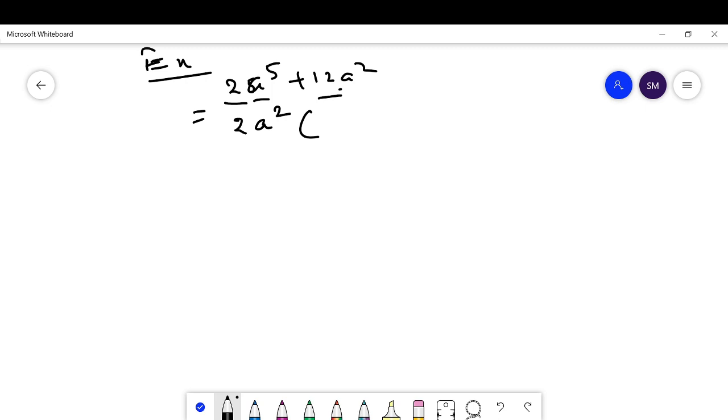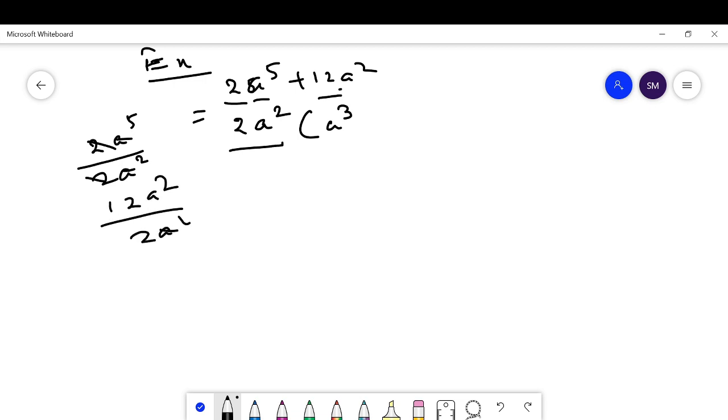While taking 2a square common from 2a to the power 5, when you divide 2a to the power 5 by 2a square, what remains here? A cube. When you divide 12a square by 2a square, what remains here? 6. Then outside is 2a square, and the factorization is a cube plus 6. This is the factorization of 2a to the power 5 plus 12a square.